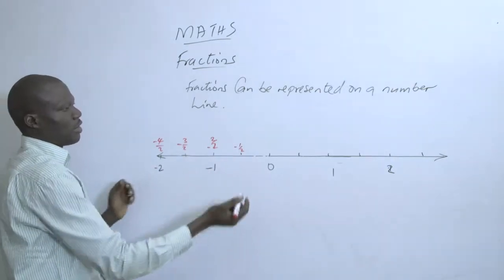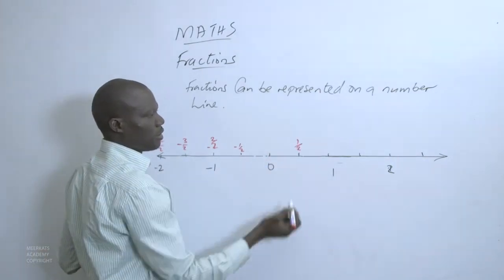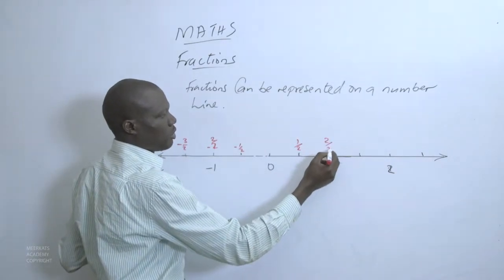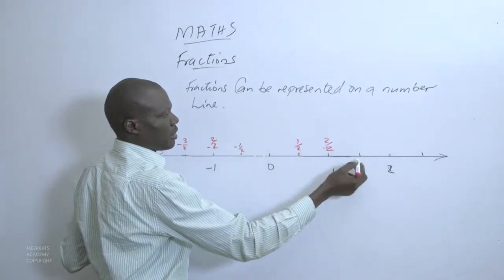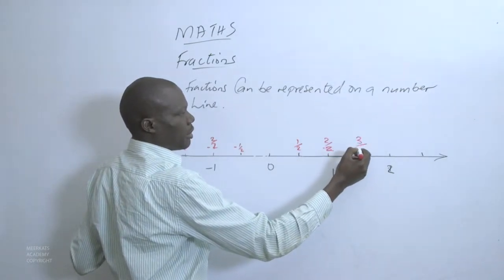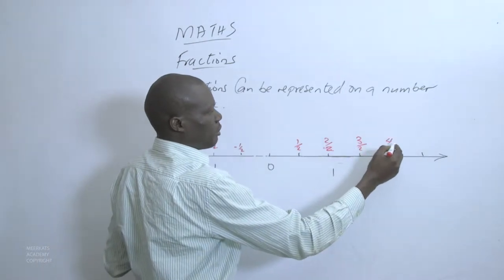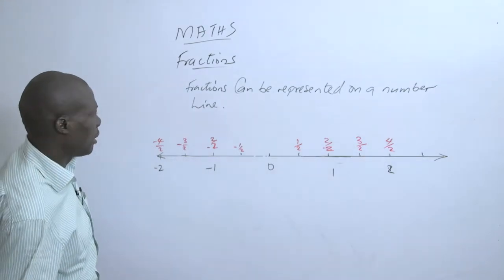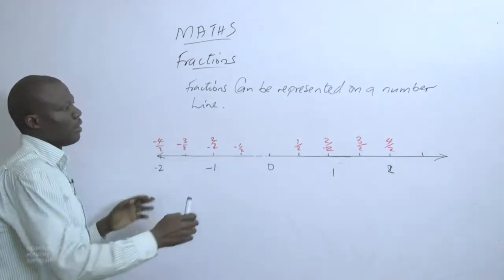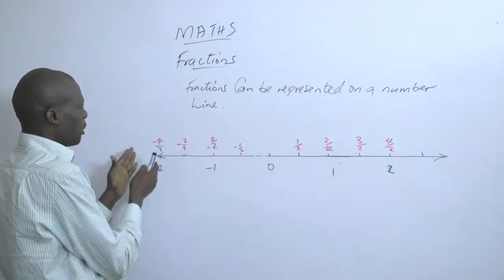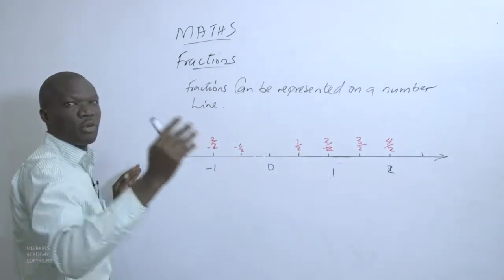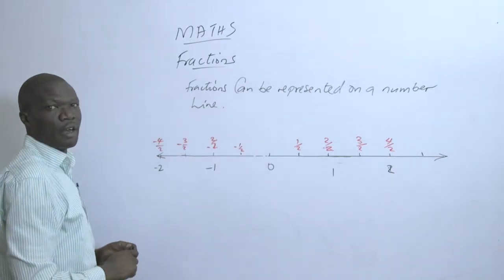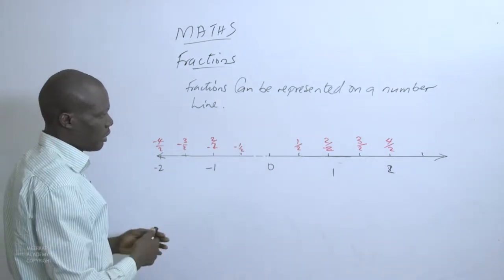On the other side, this is 0, so this one is 1/2. To reach 1, we have 2 halves, so this one gives us 2/2. This one will give us 3/2, and we have 4/2. So at this point, you notice that we have a whole scale running from -2 to +2, but we have divided the scale into small portions, and each portion carries a half. Each portion is carrying a half.